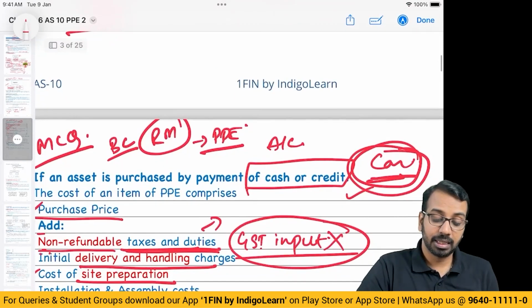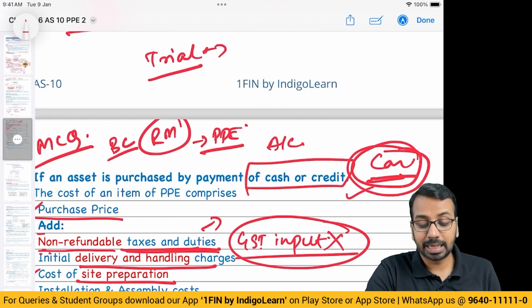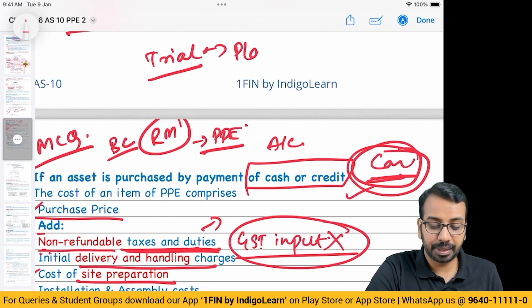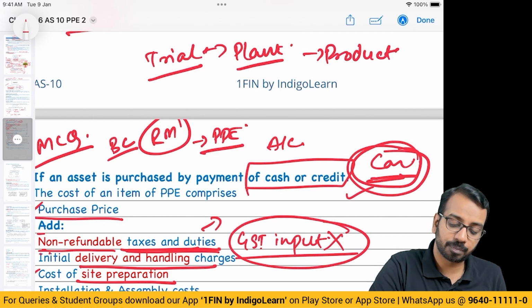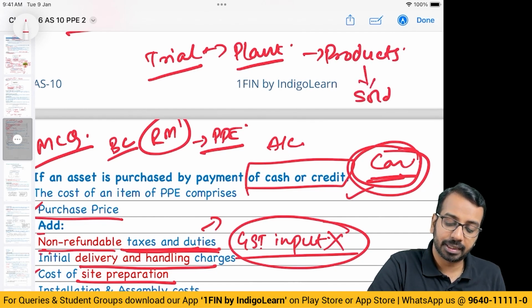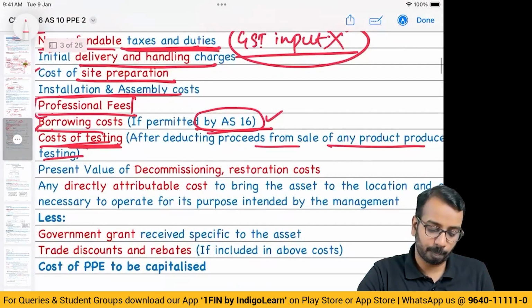For example, let us say we need to do a trial run for operating a plant. With this, we got some output products. These products we sold in the market. So whatever value you realize, you will reduce from the trial cost.